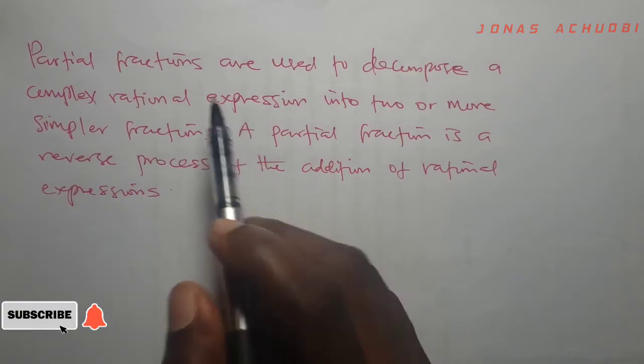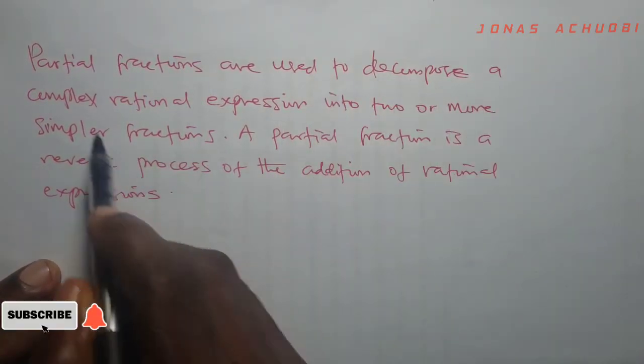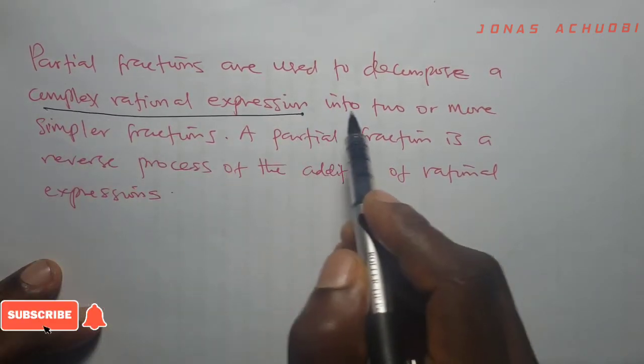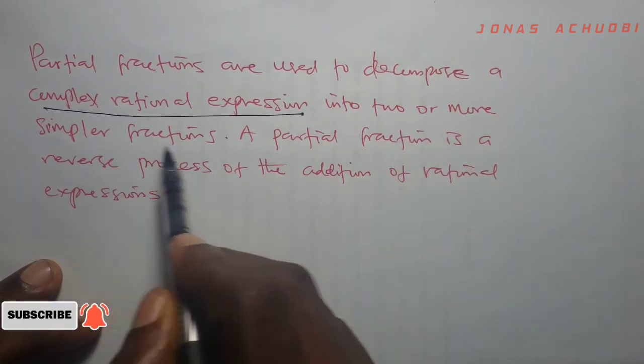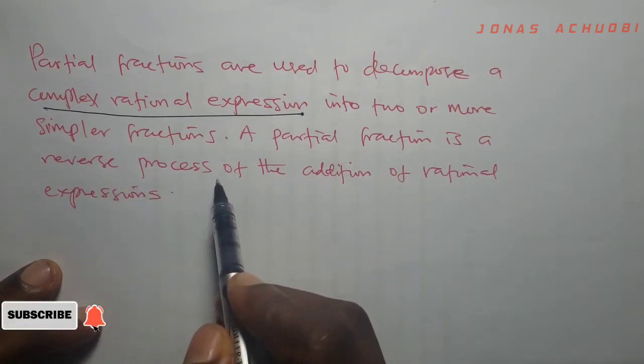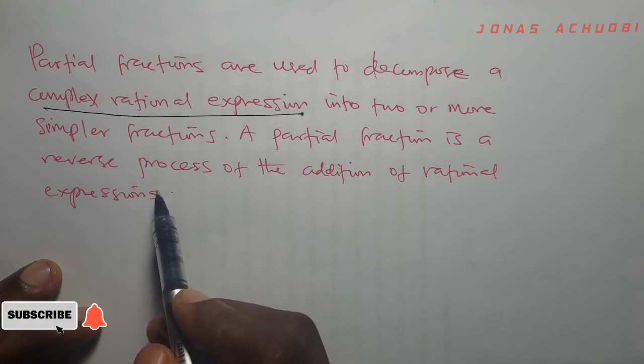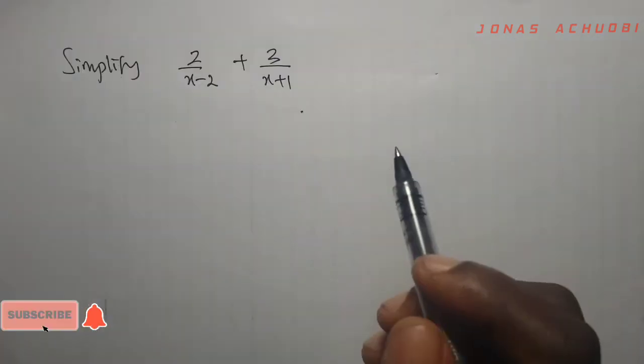Thank you. Partial fractions are used to decompose a complex rational expression into two or more simpler fractions. A partial fraction is a reverse process of the addition of rational expressions. Now let me try to make meaning out of what we've just read.